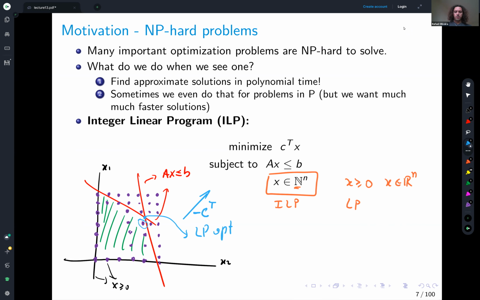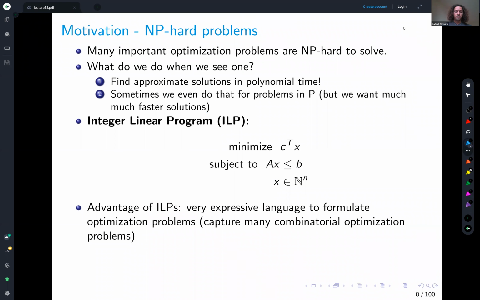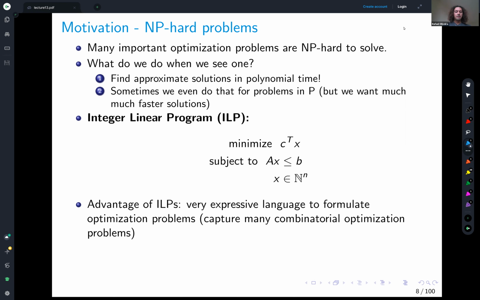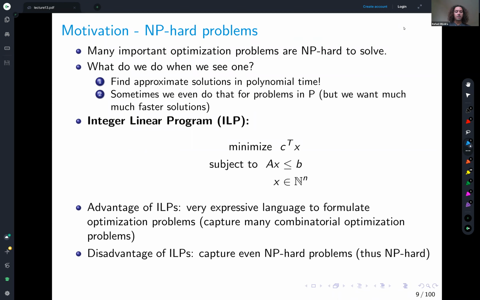Okay, so we have this integer linear program, and you say, well, how bad is it to just require the solutions to be integral? Can it be that bad? Well, the first thing, before we talk about the bad news, let's give the good news. It turns out that integer linear programs are very expressive. There's a huge advantage to using integer linear programs as opposed to just linear programming to describe a problem, because they're very expressive to formulate optimization problems. They capture many optimization problems you may think about. But the disadvantage is that they capture so many important, interesting problems that they capture even the NP hard ones.